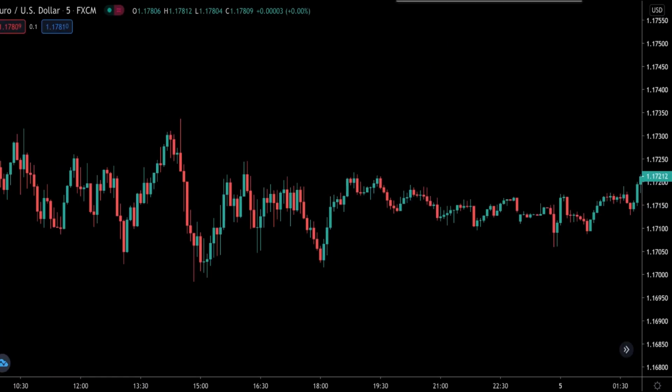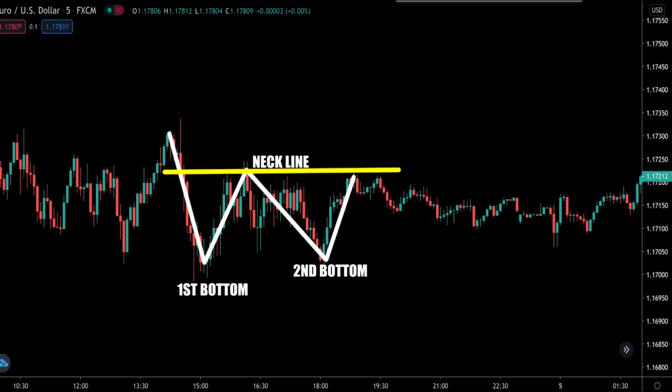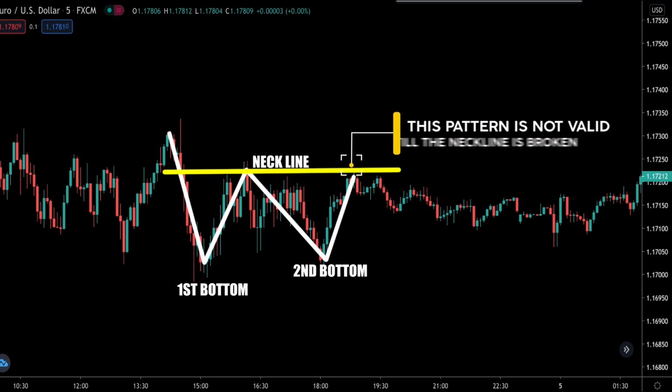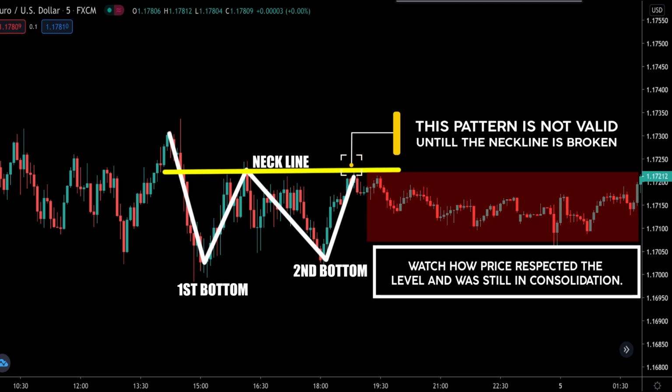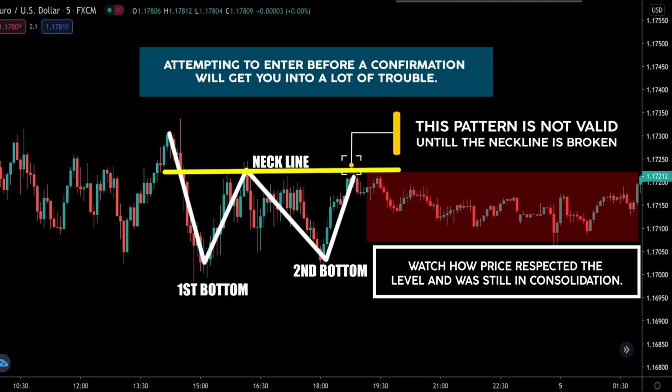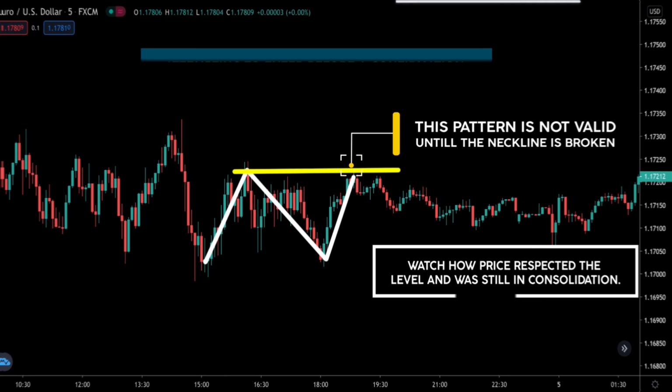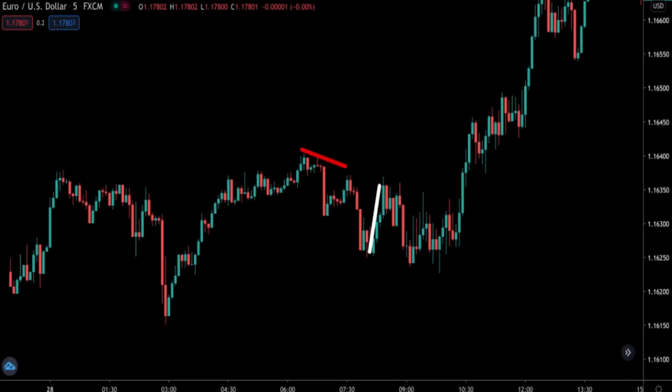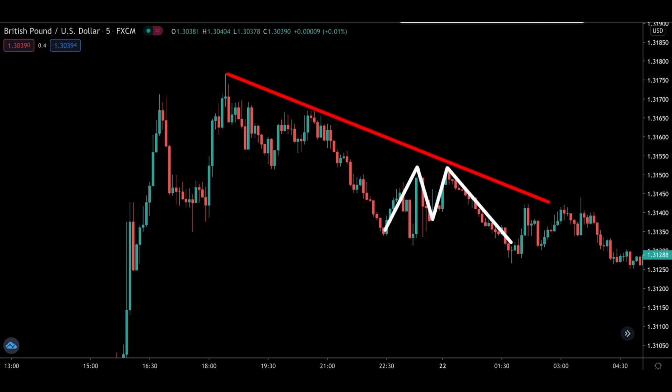Reiterating a common mistake made by traders, a double top or bottom without a close breaking the neckline is not a valid pattern. Do not jump the gun and trade since the market is still in consolidation. Attempting to enter before confirmation will get you into a lot of trouble. Here are several more valid double tops that occur near a bearish trend line.